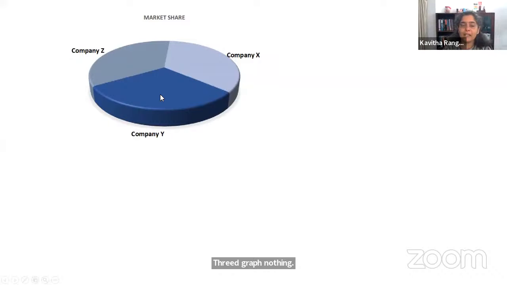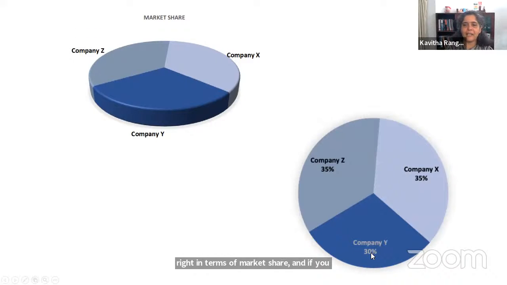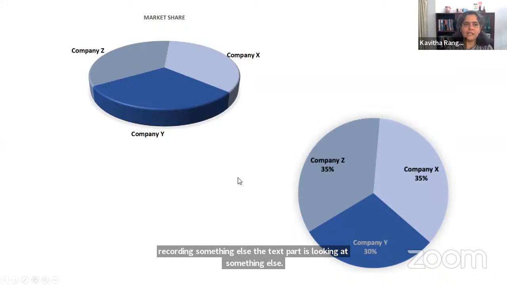So you will see company Y here. Company Y actually looks the biggest, right, in terms of market share. And if we remove the 3D element, you will actually see that company Y is the smallest of all 3. With 3D graphs, just with the way things are positioned, it becomes very, very problematic to analyze the data correctly. Because the numbers will be telling you something, but visually it's going to tell you something else. So even if you put the numbers here, visually your brain will be recording something else, the text part is looking at something else, and there's going to be a dissonance. So don't use any of these 3D graphs.